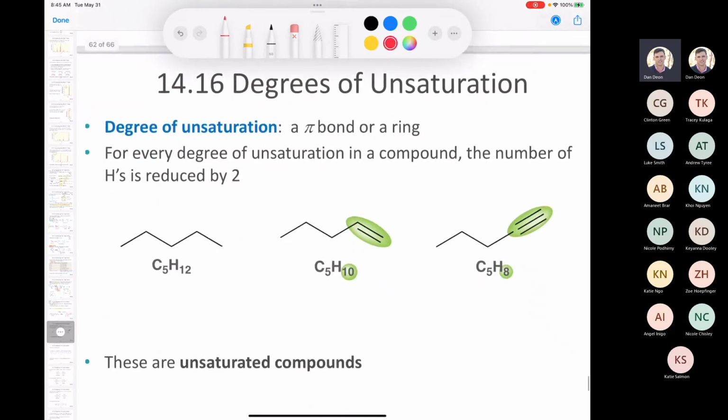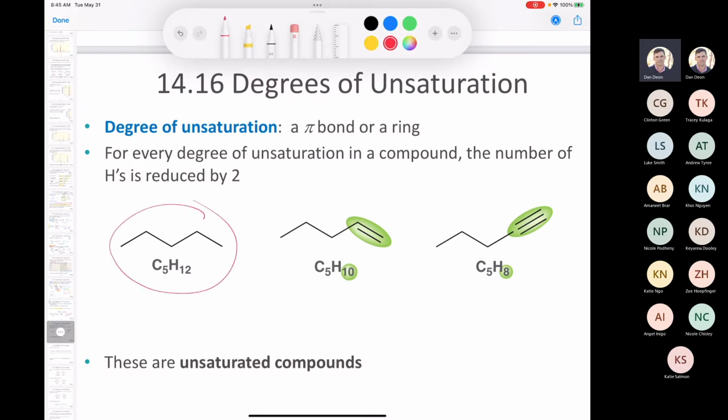Well, what if we have unsaturation? Where does unsaturation come from if we don't have the maximum number of hydrogens per carbon atom in a compound? It comes from one of two things. It can come from a pi bond, or a ring. Now, students always remember the pi bond. They never forget it. But sometimes they'll forget a ring, and I'll be sure to point that out to you. So let's say you have a double bond or a triple bond. It says for every degree of unsaturation, the number of hydrogens is reduced by 2.